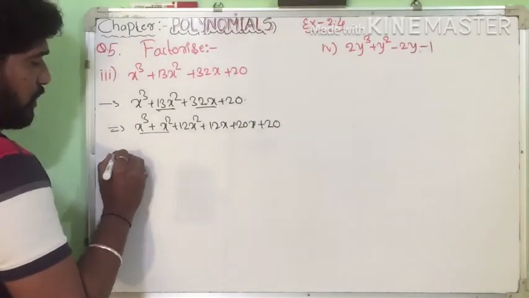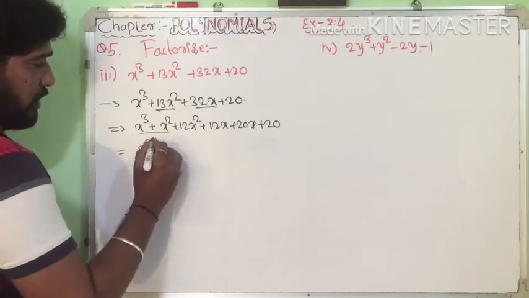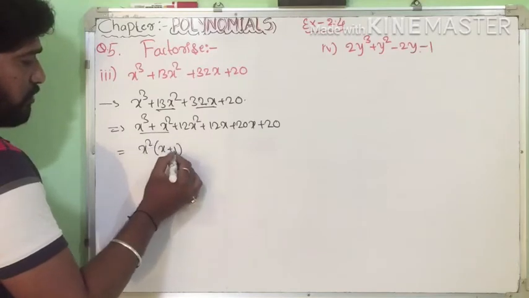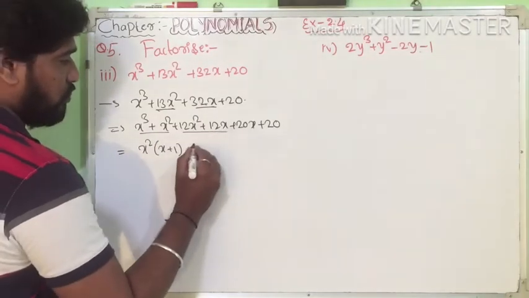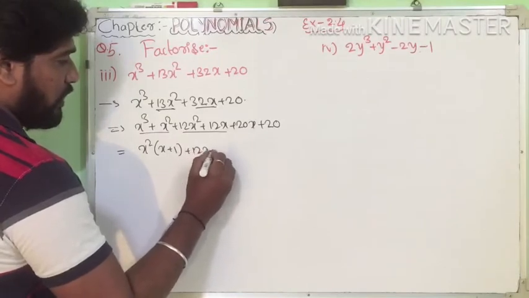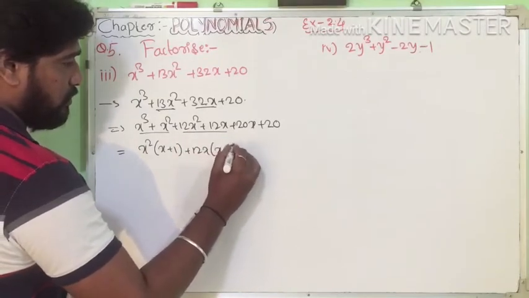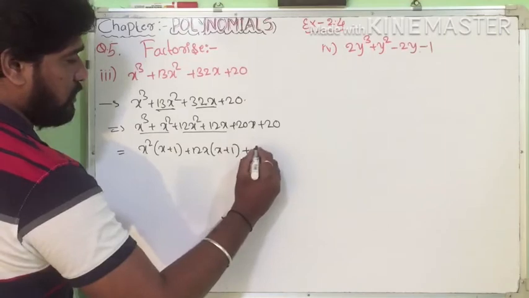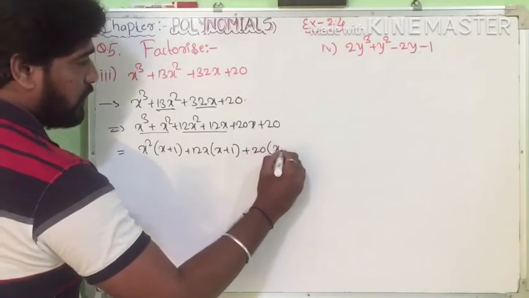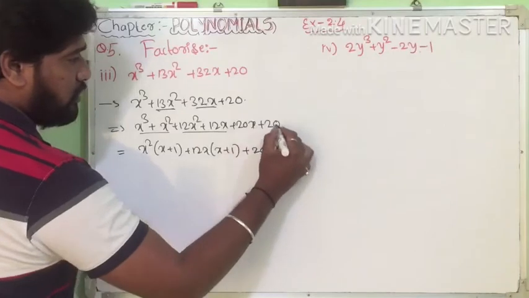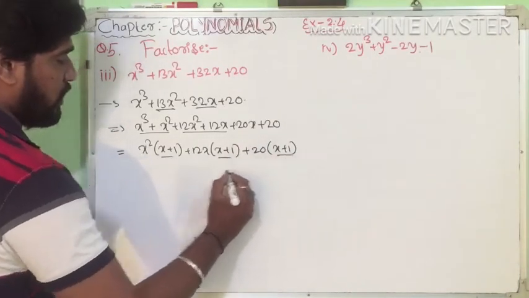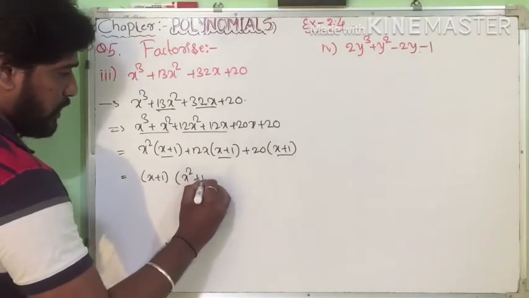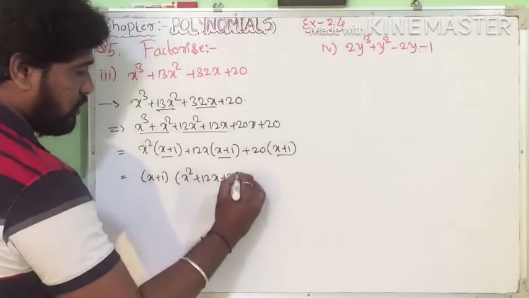So in these two terms I will take a common x square, remaining term x plus 1. So x square goes outside, x square into x, x cube, x square into 1, x square, right? So in these two terms I will take 12x, so remaining x plus 1. So 12x square, 12x, plus in these two terms I will take a common 20. So x plus 1. So 20x, 20, right? So these three have a common factor. So take outside x plus 1, remaining x square plus 12x plus 20.